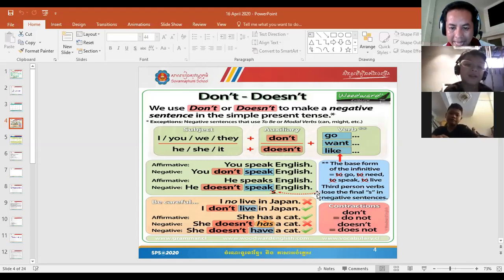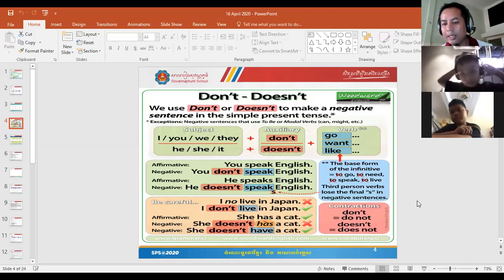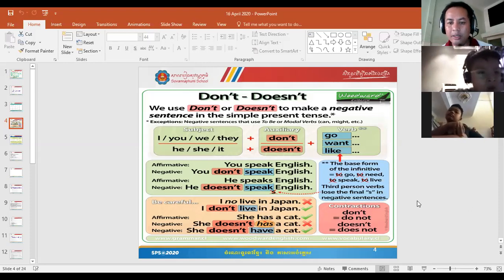Affirmative, she has a cat. The negative: "she doesn't has a cat" is wrong. It's "she doesn't have a cat." See? She doesn't have a cat. Okay, and move to contraction. Contraction here: don't is the short form of do not. Doesn't is the short form of does not, as you know already.